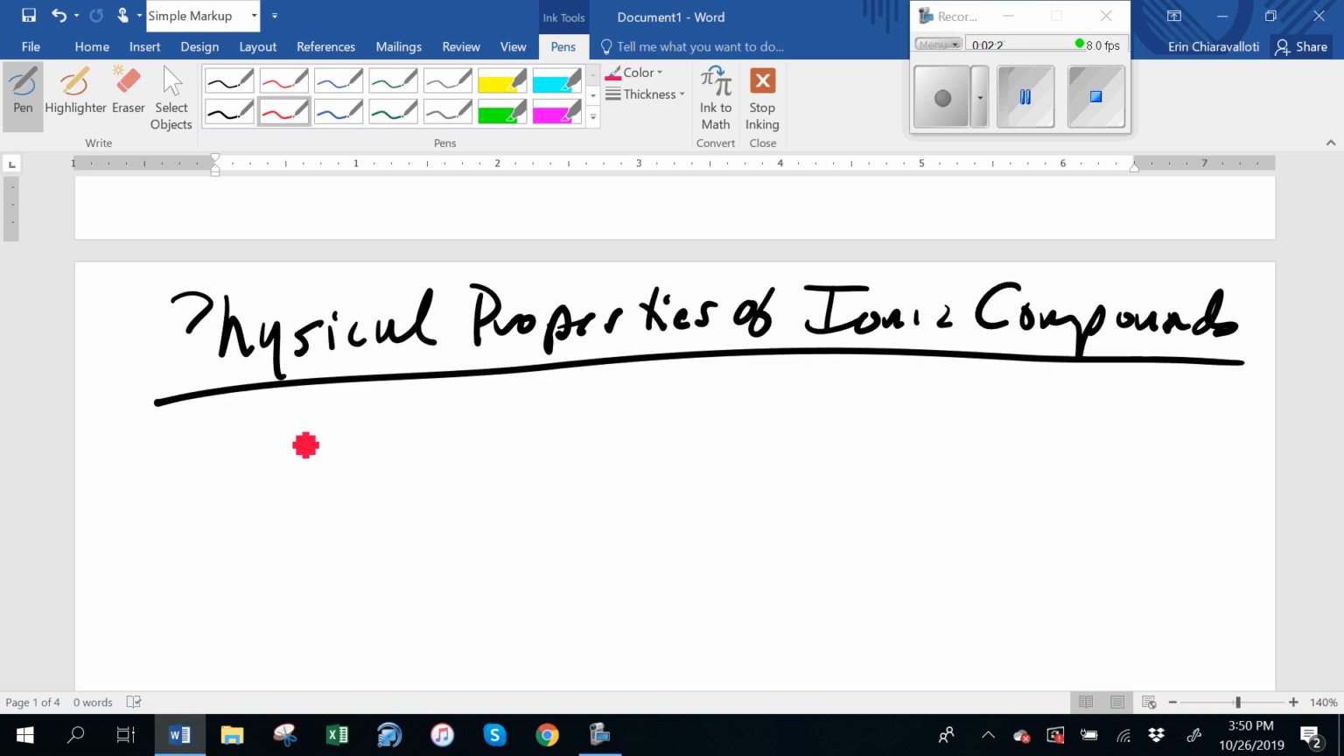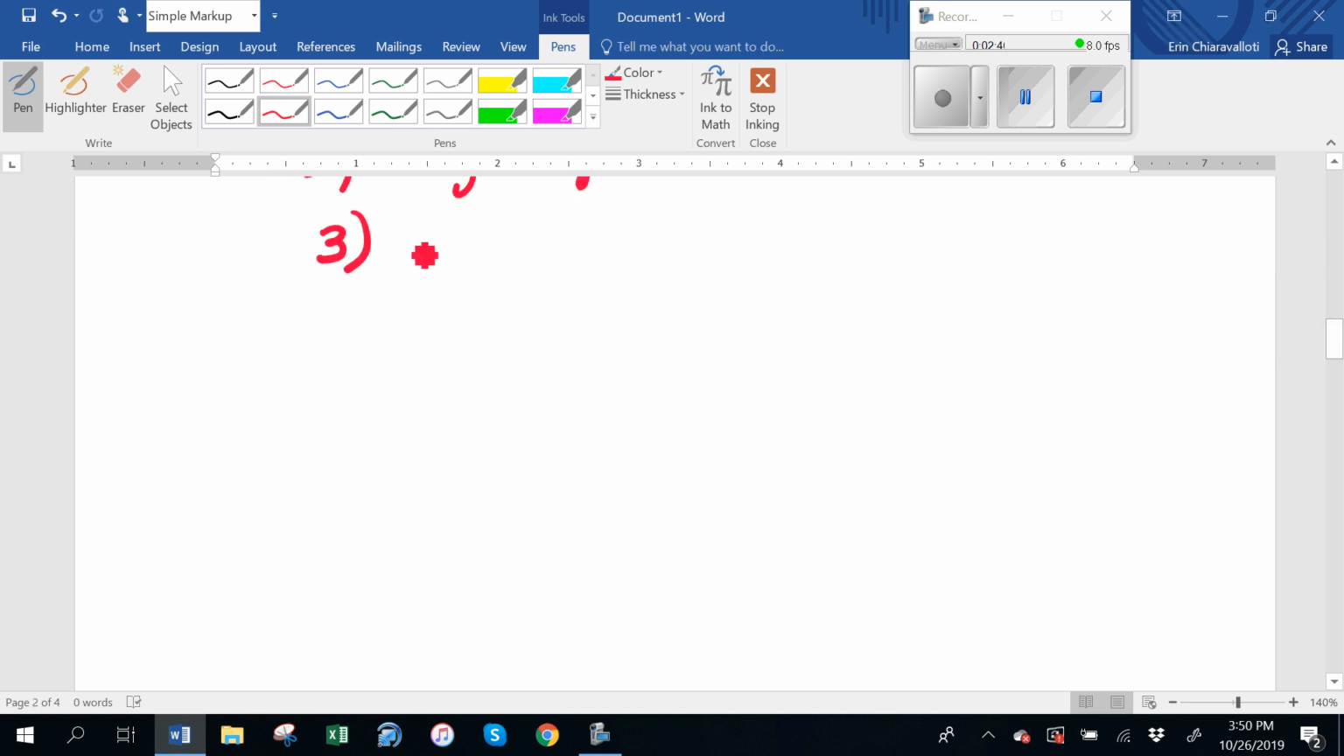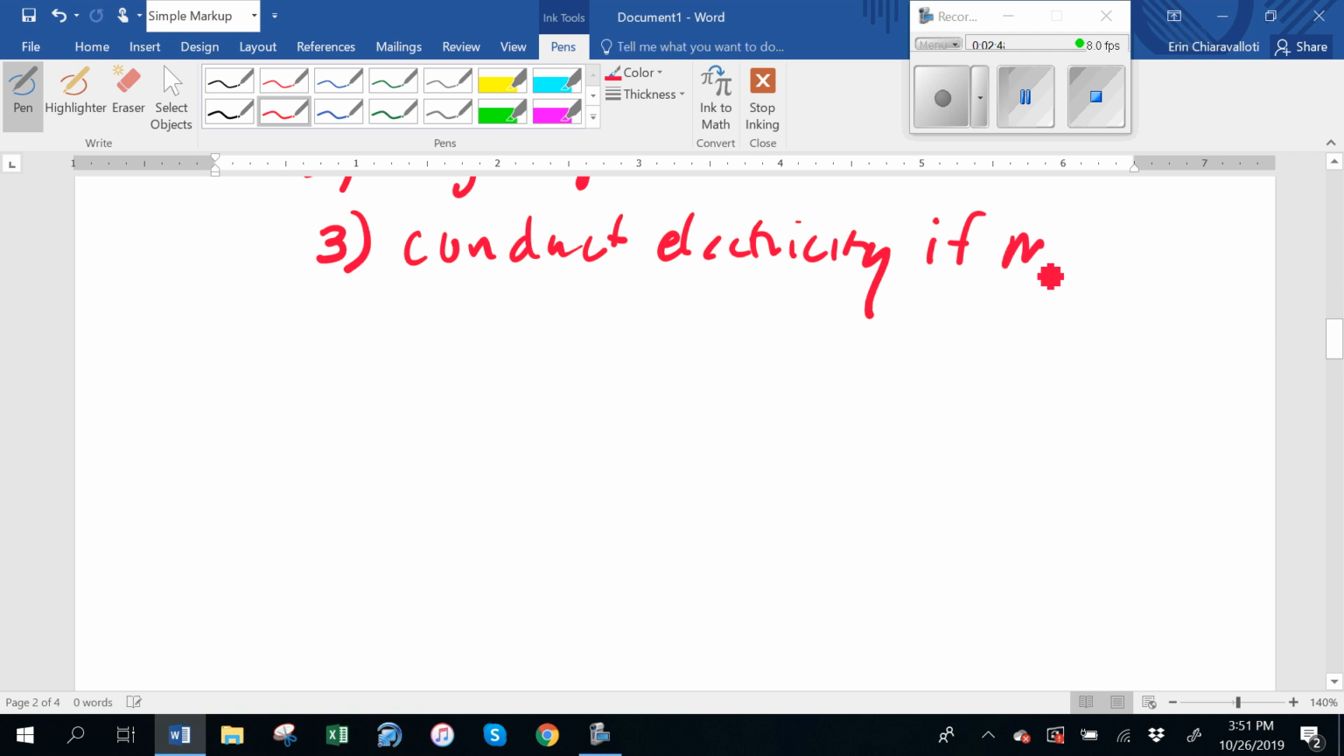So some of those properties would be that they're brittle, they have high melting and boiling points, and third, that they're able to conduct electricity if they're molten or if dissolved in water.